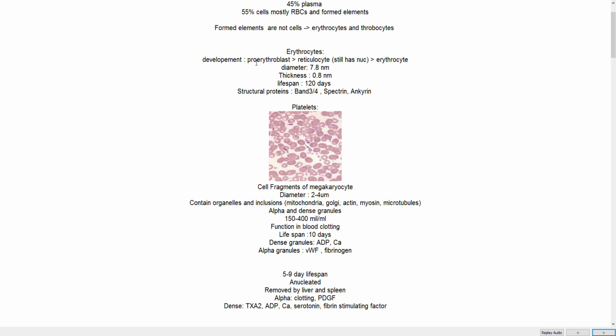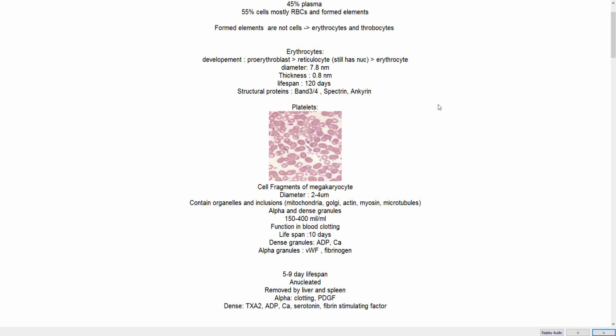Erythrocytes are developed from proerythroblasts, which then become reticulocytes. A reticulocyte is an immature red blood cell, which will eventually eject its nucleus and become a mature red blood cell, known as an erythrocyte. A couple of important things to remember about erythrocytes is that they're 7.8 nanometers in diameter, and they're 0.8 nanometers thick. They also have a lifespan of around 120 days, so around 3 months.